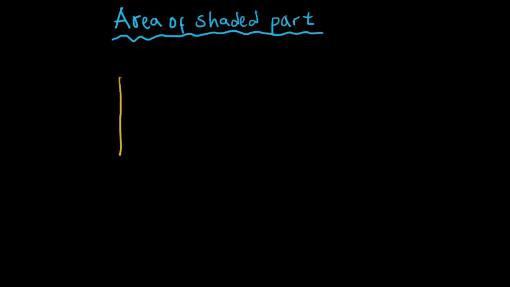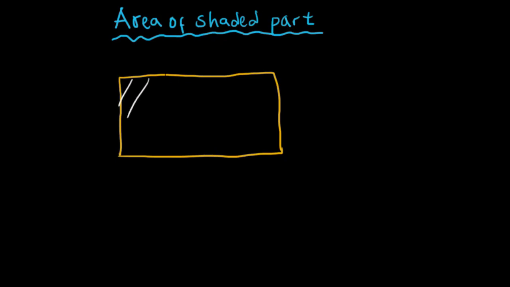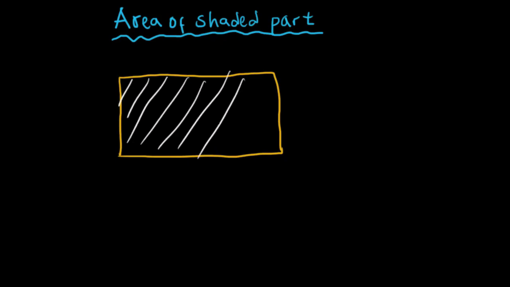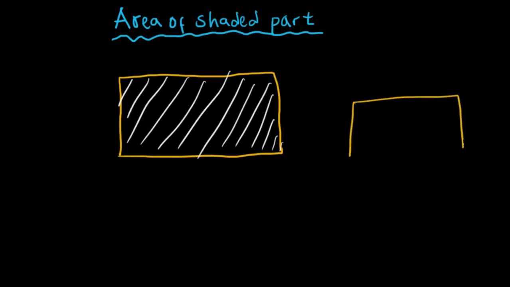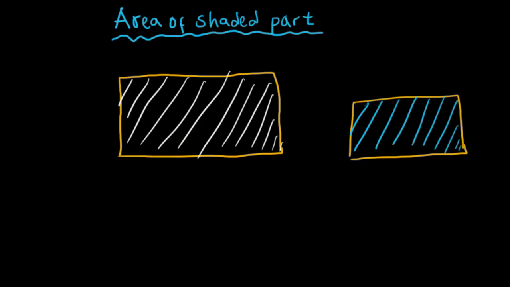Now let's say, for example, I've got this big rectangle. Remember, we said that the area of a shape is the space the shape takes up, so the area of this shape is this place that I'm shading. Now if I've got a smaller rectangle, can you see? The area of this smaller rectangle would be the space it takes up, so this part that I'm shading.